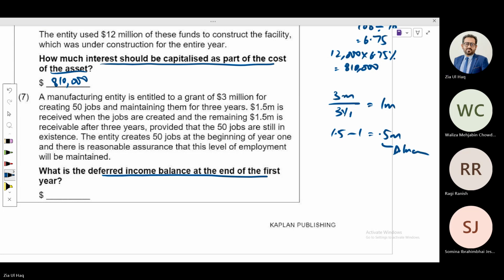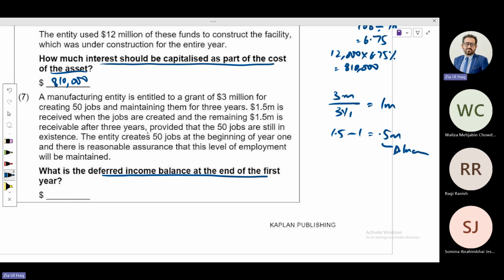1.5 million is received when the jobs are created and the remaining 1.5 million is receivable after 3 years. So how much has the business received in the current year? 1.5 million. Out of this, how much is the current year's income? 1 million. So the remaining 0.5 million should be recorded as deferred income. Of whatever government grant you have received, the portion relating to the current year should be recorded as income and the remaining should be recorded as deferred income. Every year the amount is 1 million, because 3 million is for 3 years. If you have received 1.5 million, 1 million is income and 0.5 million you should record as deferred income.